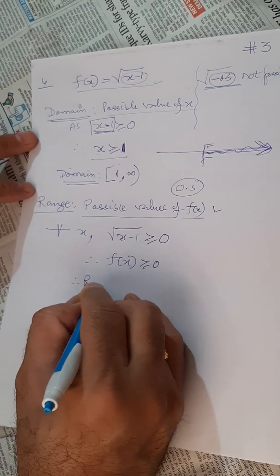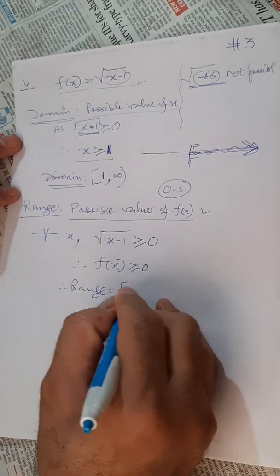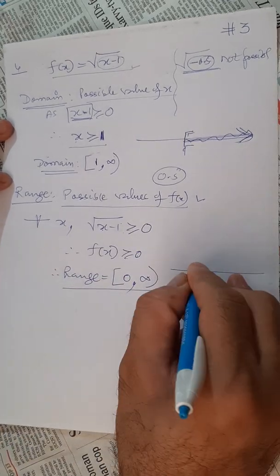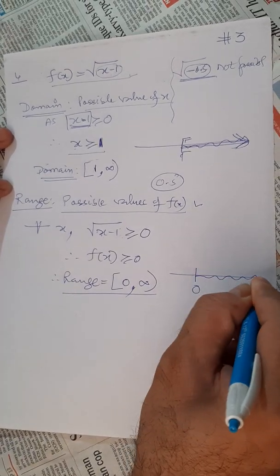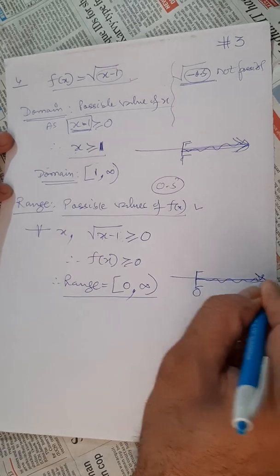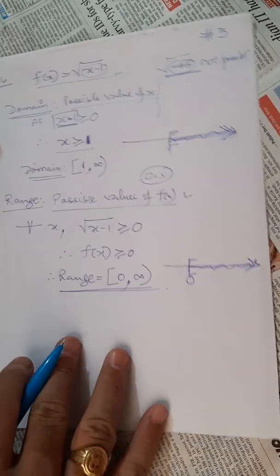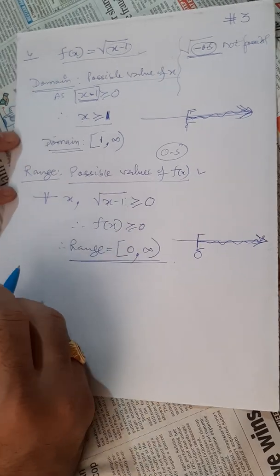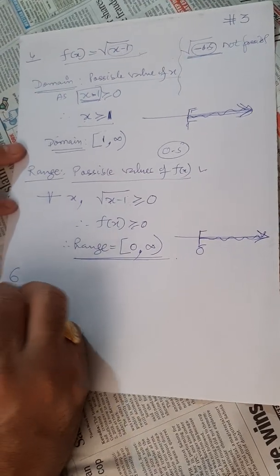So what's the range? Range would be closed interval 0, starting from 0 to infinity. If this is 0, then all these numbers. So 0 to infinity, this is the range of the function. Next is a similar question. I'll go to question number 6 here.